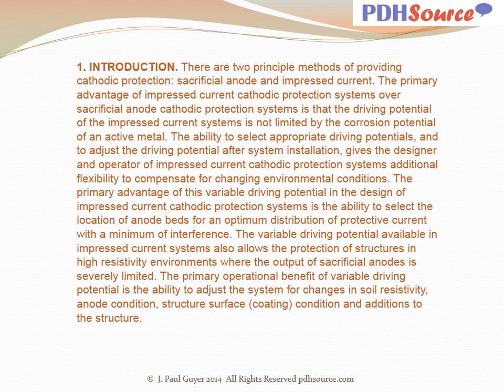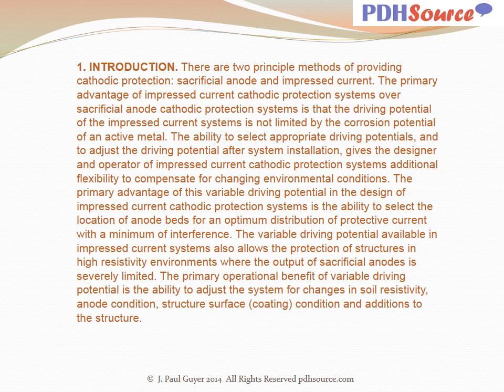By way of introduction, there are two principal methods of providing cathodic protection: sacrificial anode and impressed current. The primary advantage of impressed current cathodic protection systems over sacrificial anode cathodic protection systems is that the driving potential of the impressed current systems is not limited by the corrosion potential of an active metal.